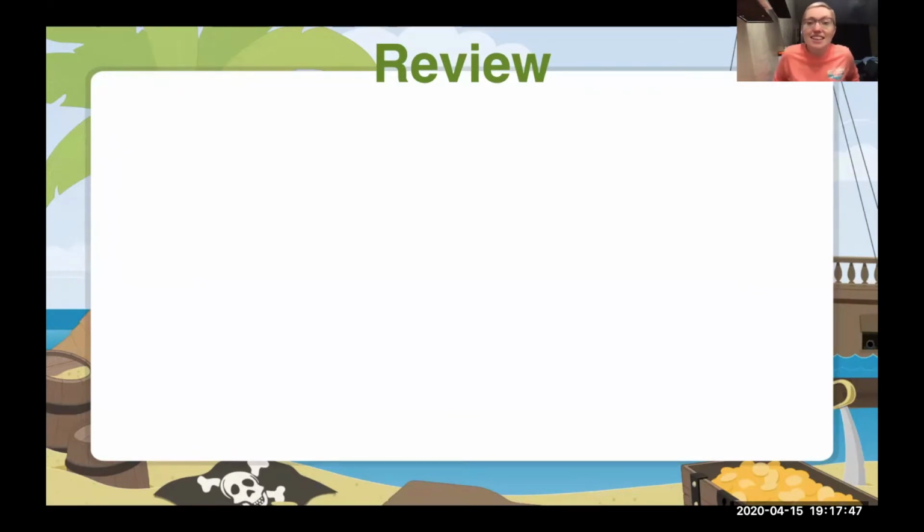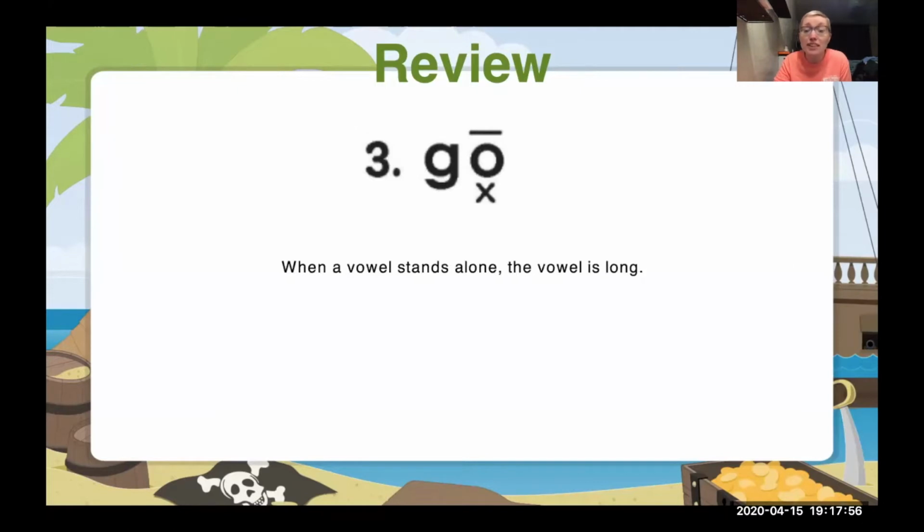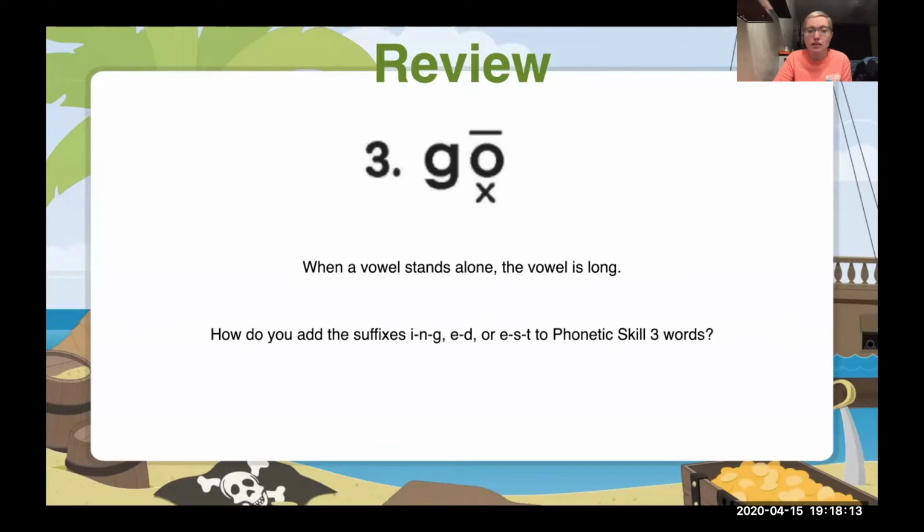The next thing that we are going to review is going to be, you guessed it, phonetic skill 3. So phonetic skill 3 tells us that when a vowel stands alone, the vowel is going to be long. So how do you add suffixes ing, ed, or est to phonetic skill 3 words? It's the same as the phonetic skill 2 rule, so we are just going to add our suffix on the end. So we're actually going to use that word from up top as our example. So the word go, we would simply just add ing on the end and have that say going.